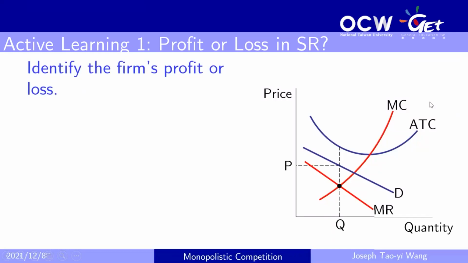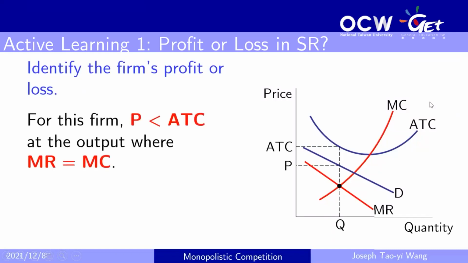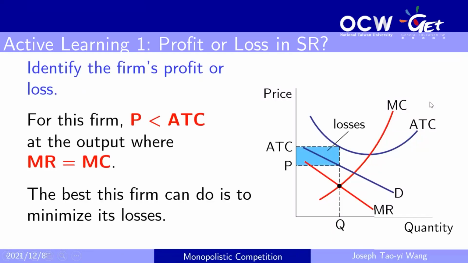But then what is the average total cost? It depends on your ATC curve. In this case, your ATC curve is way higher, so too bad. Your price is lower than your average total cost, so you're making a loss. So this blue rectangle is the loss that this firm is making.